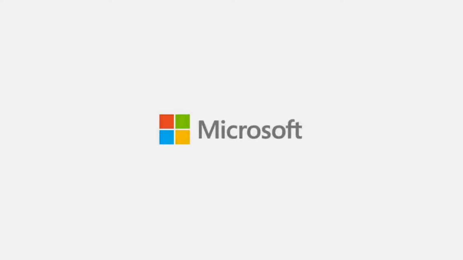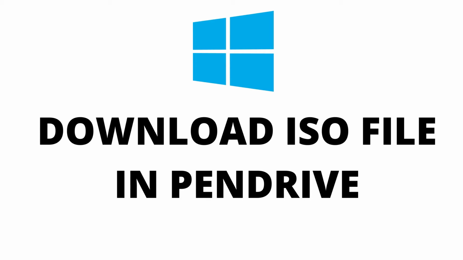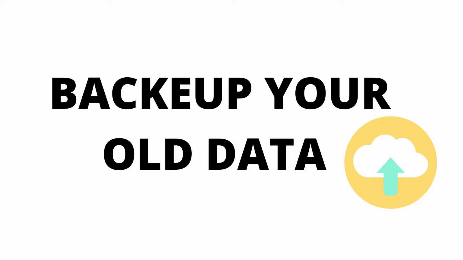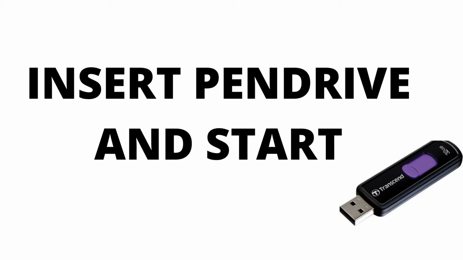So let's get started. Before starting the install, make sure to download the ISO file onto your bootable pendrive. The link is in the description box to download the ISO file. Also back up your old data on your PC before installing Windows 11. Insert your bootable pendrive in your PC and start. Press F10 to see the boot options, select the boot pendrive and start.